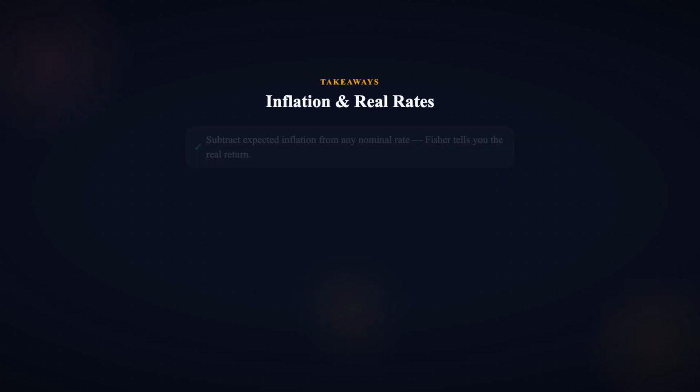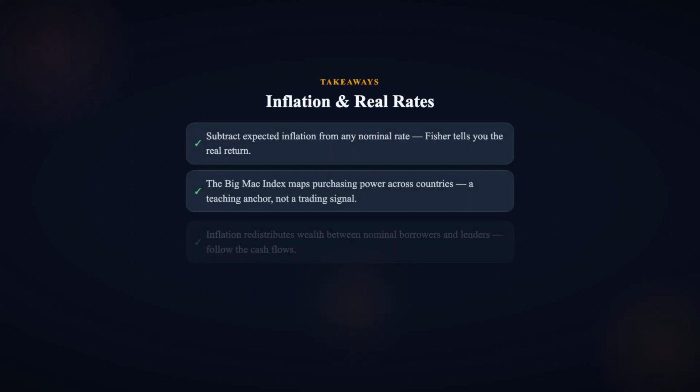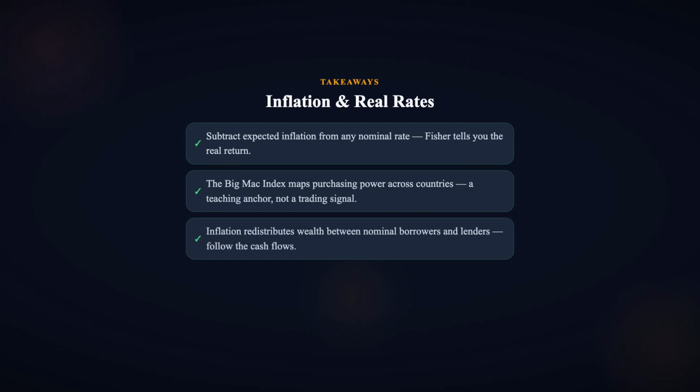Three takeaways to carry forward. 1. Always subtract a serious inflation story from any nominal rate before deciding whether saving is making you richer. The Fisher approximation. Real roughly equals nominal minus expected inflation. That is the one-line version of that discipline.